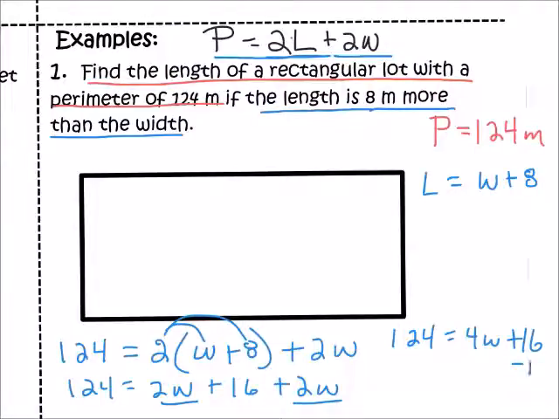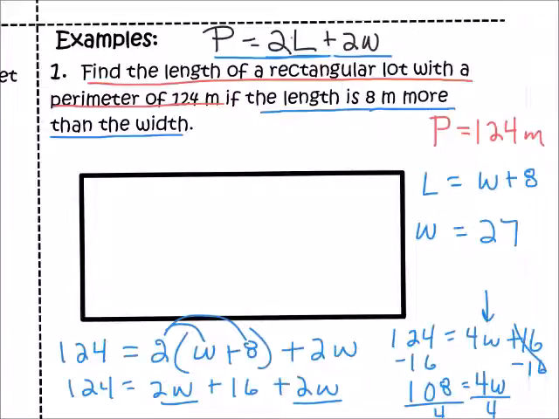We now can get rid of the 16 because we're trying to isolate our W. So we're going to subtract 16. That goes away. So 124 minus 16 is 108 equals 4W. Now we're going to divide by 4 to get W all by itself. So we have W equals 27. Okay, so we have width equals 27, and it wants us to find the length of the rectangle.